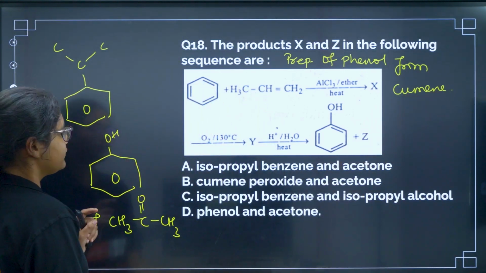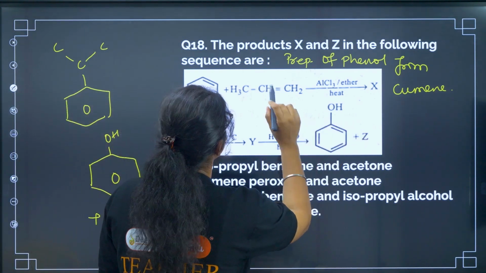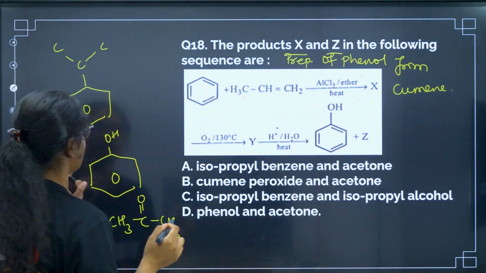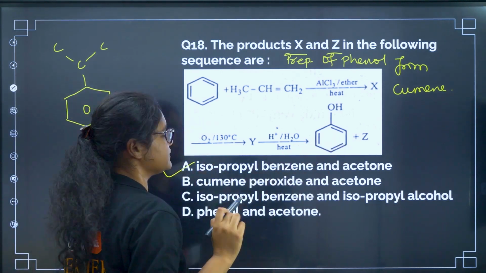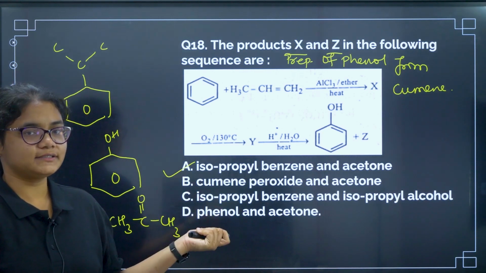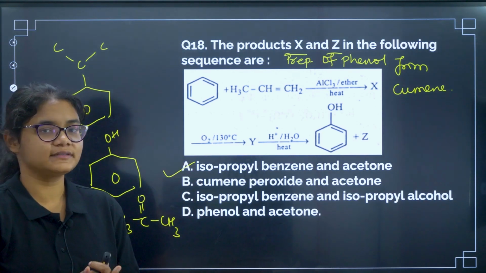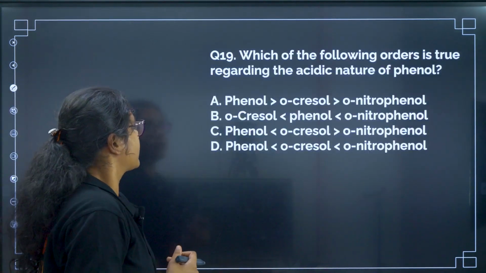So now if you see, the question is asking to identify X and Z. So X is your isopropyl benzene and Z is your acetone. So the correct answer for this question will be option number A. So direct reaction based questions are asked. So prepare all the reactions in this chapter, especially the methods of preparation. Okay, next.